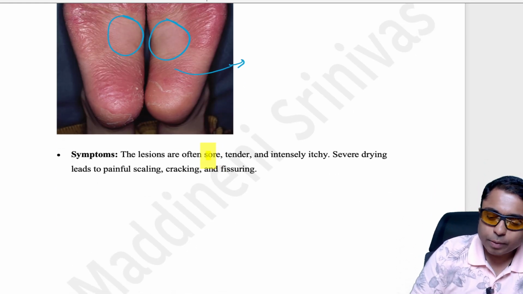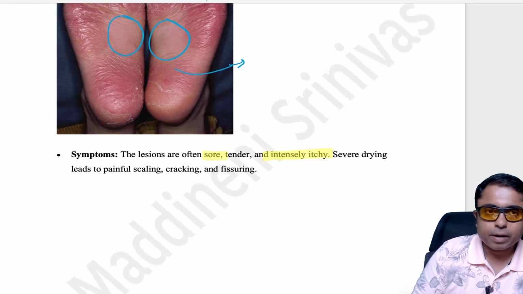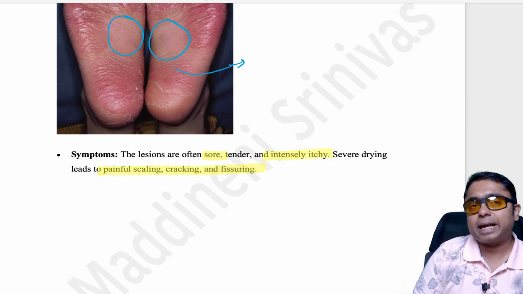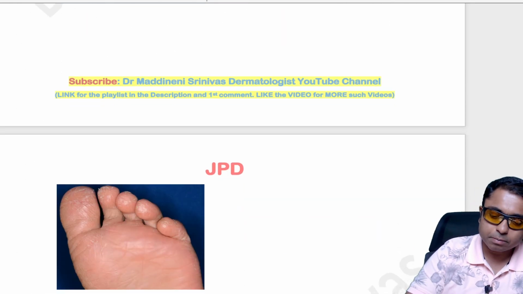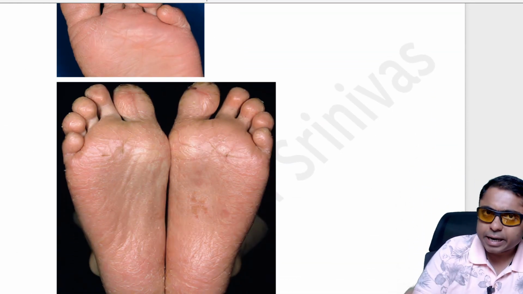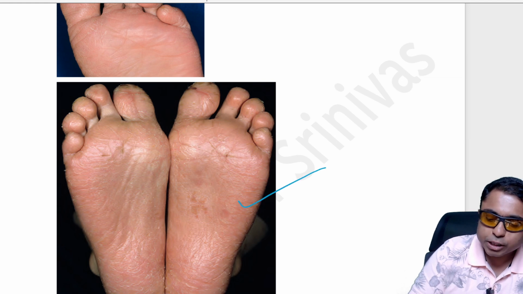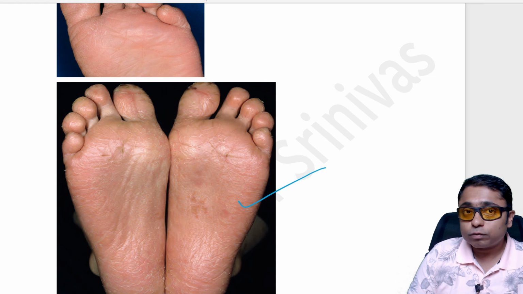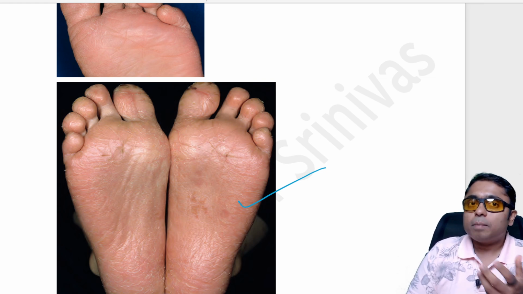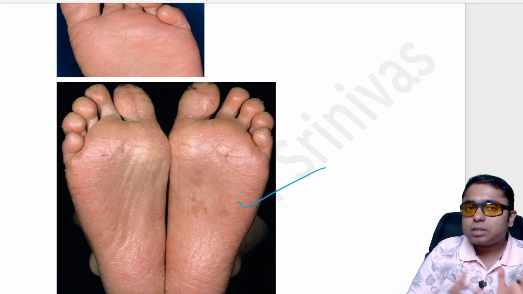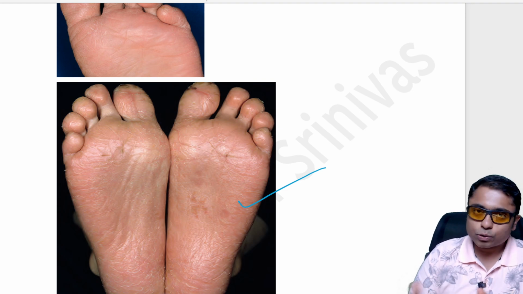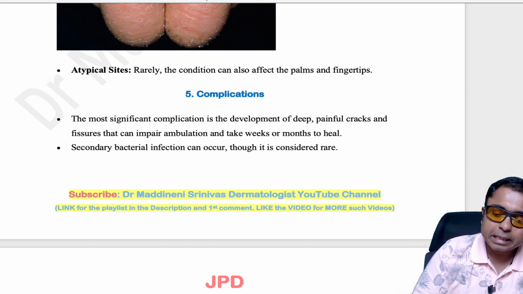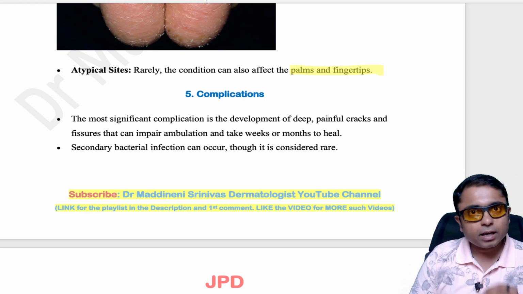The lesions are going to be painful, tender, and also they can be itchy, right? And severe drying leads to painful scaling, cracking, and fissuring. So these are some of the symptoms which the patients can have. So these are some of the other images, and you can see in this particular picture the patient is also having hyperlinearity of the soles. So this patient most probably also has ichthyosis vulgaris as an associated feature with juvenile plantar dermatosis. And in some atypical sites it could also affect the palms and the fingertips.